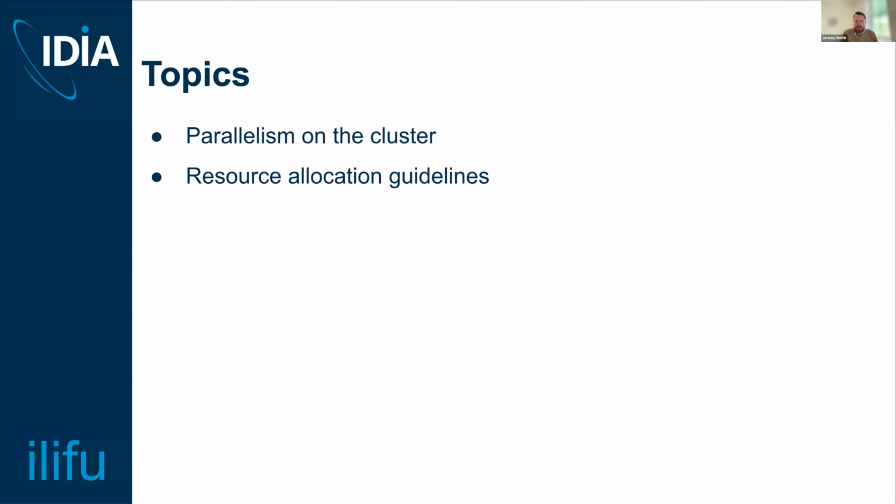The topics for today include parallelism on the cluster. So that's using multiple CPU cores or multiple compute nodes to run jobs, which Dane will present on. And then Tinus will present on job resource allocation. So this is guidelines on how to determine what resources you should allocate to your jobs on the cluster, with the aim to reduce wasting resources for your jobs.